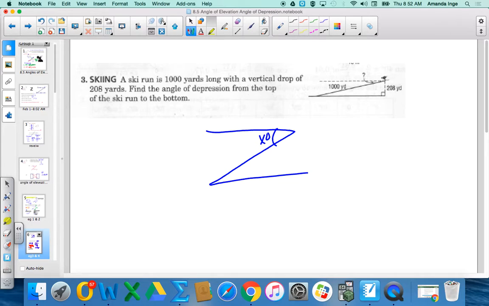Alright, it tells you that this is 1,000 yards, and that is 208 yards. Okay, well remember that these are alternate interior angles and they're equal. Okay? So that angle is equal to this angle.